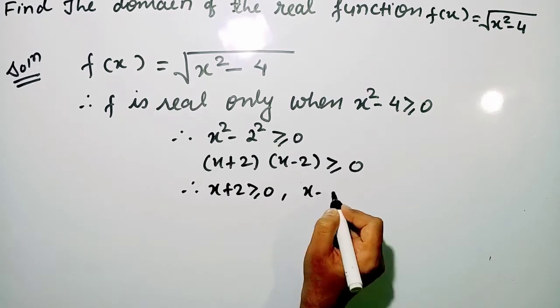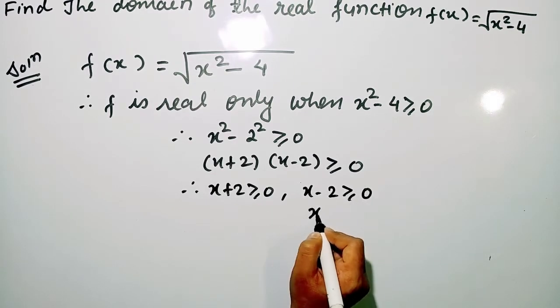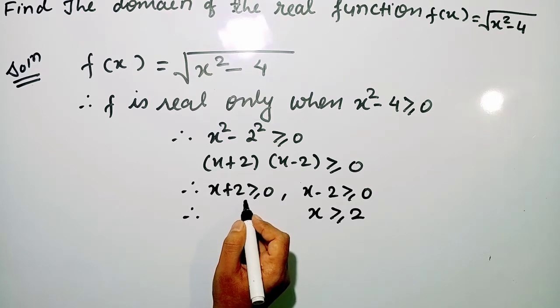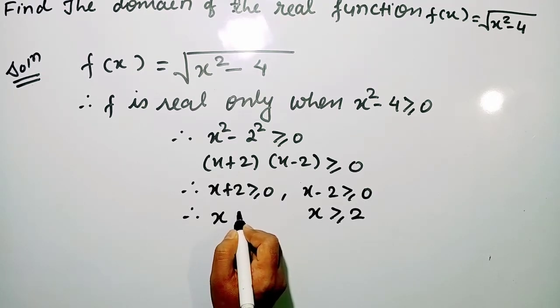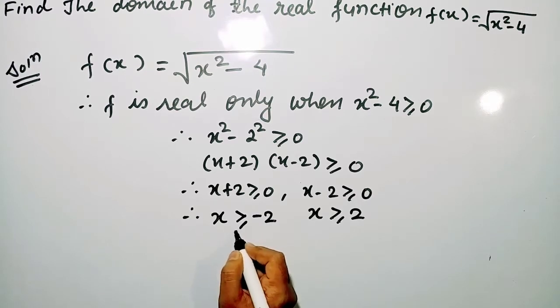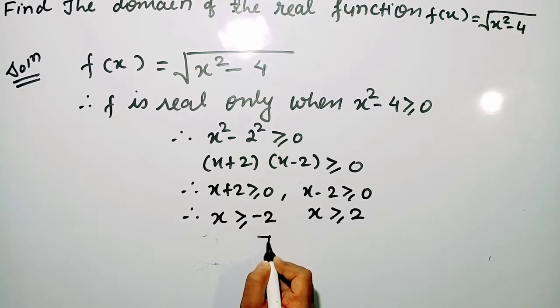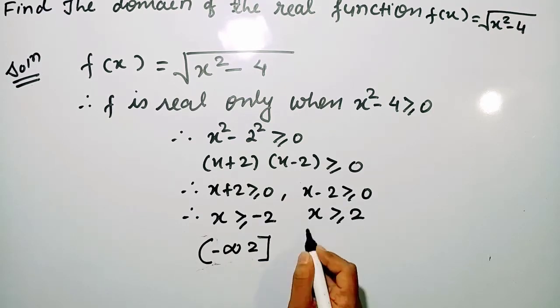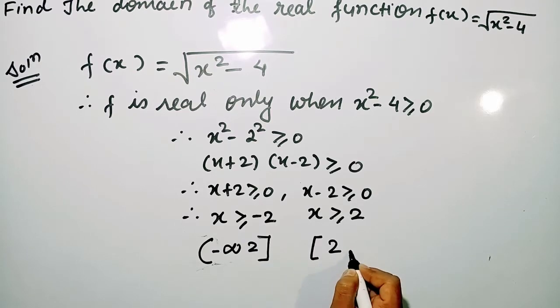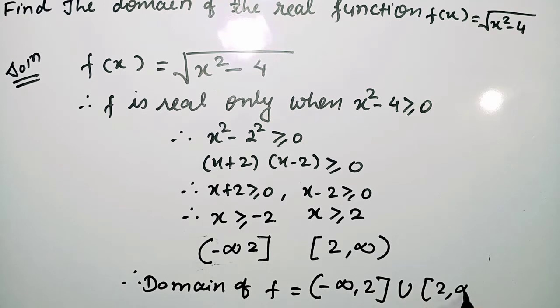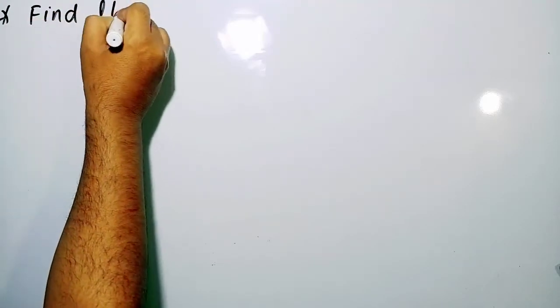So x plus 2 is greater than 0 and x minus 2 is greater than 0. It means, students, x will be greater than 2 and x will be greater than minus 2. So we can write the range of x: if x is greater than minus 2 and x is greater than 2, minus infinity to 2 and 2 to infinity. So we take the combination of these intervals, minus 2 to infinity union 2 to infinity. So students, this is the domain of this function. Let us see the next question.